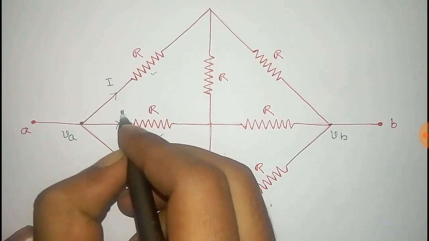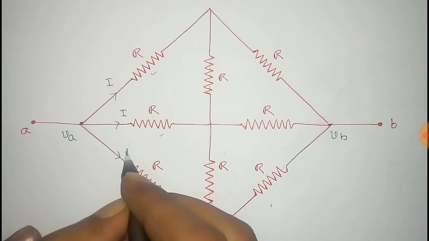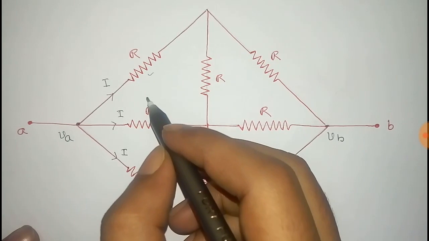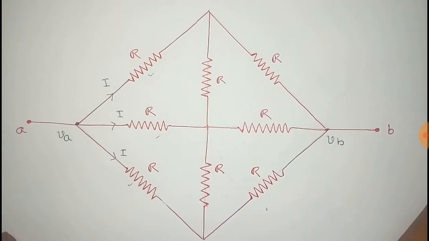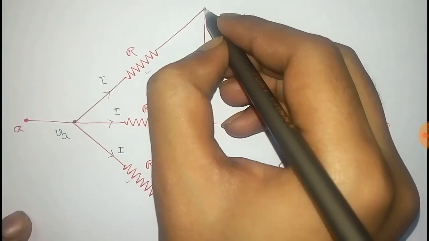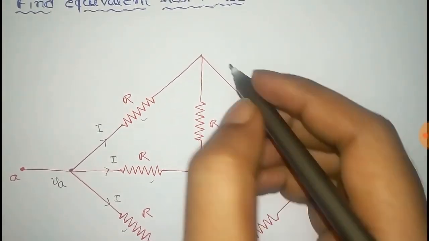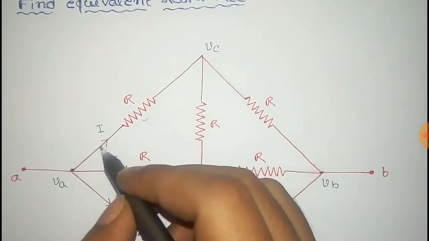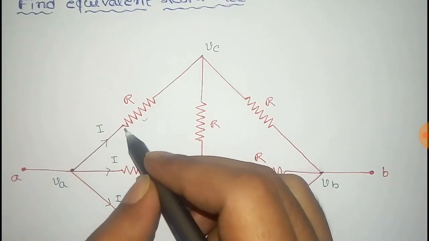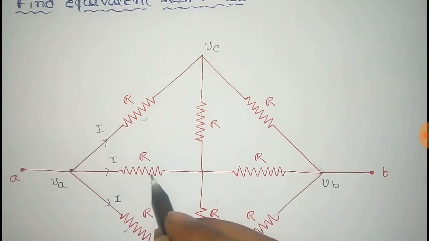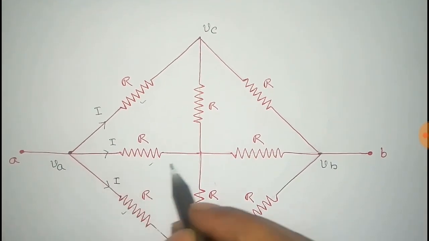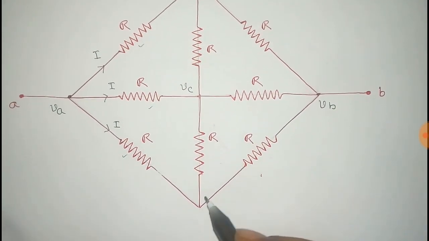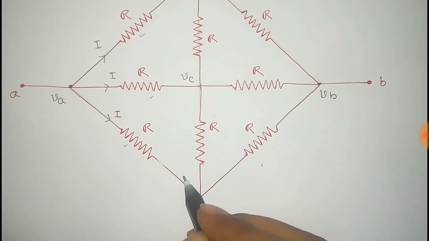So this one is also I and this one is also I, and due to this flow of current there must be a potential at the other terminal of the resistors. So consider that the potential at this point is VC. This is due to the current flow through this resistance, that is I. Similarly, there will be the same VC potential at this point, because the same current flows through this resistance also, and similarly there is potential VC here also.